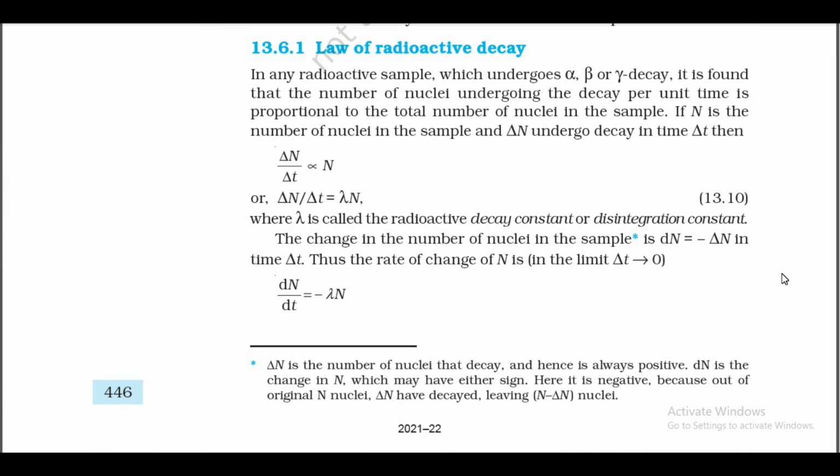13.6.1 Law of Radioactive Decay. In any radioactive sample which undergoes alpha, beta or gamma decay, it is found that the number of nuclei undergoing the decay per unit time is proportional to the total number of nuclei in the sample. If N is the number of nuclei in the sample and delta N undergo decay in time delta t, then delta N by delta t is proportional to N, or delta N by delta t is equal to lambda N, where lambda is called the radioactive decay constant or disintegration constant.